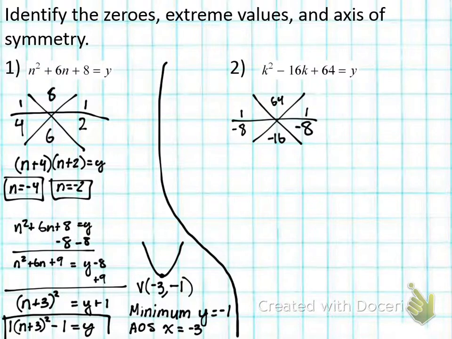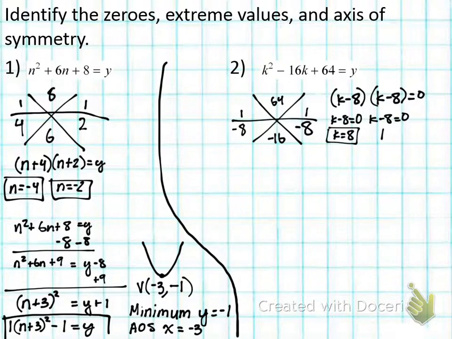So now we're going to rewrite this as k minus 8 times k minus 8 is equal to 0. So we have 2 of the same answer, right? We're going to go k minus 8 is equal to 0, and k minus 8 is equal to 0. Therefore, k is equal to 8, and k is equal to 8, right? So we have the same answer twice. So how many answers do we really have? 1 answer, right?